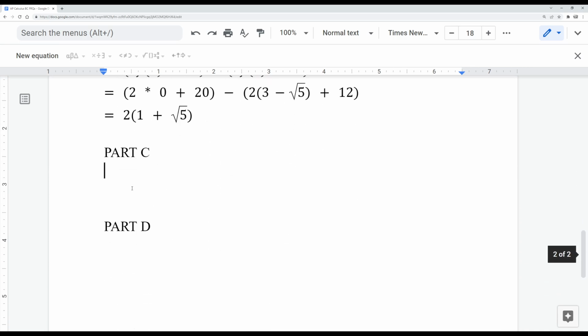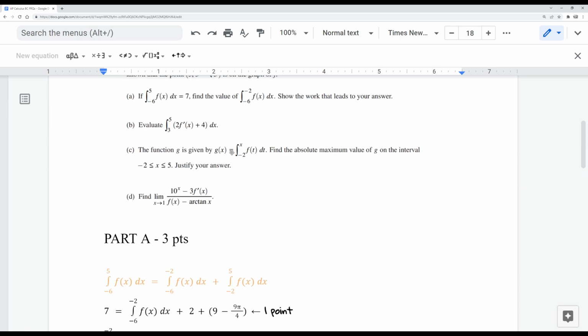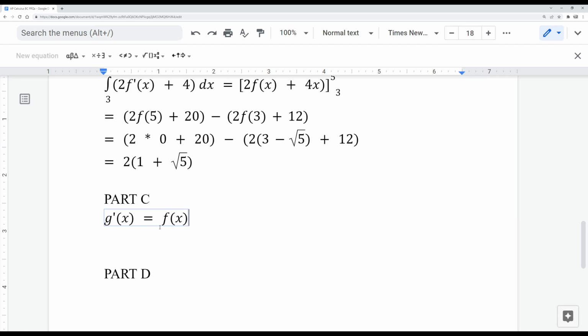Let me say that again, and let me write that down. Right here, g prime of x equals f of x. Boom, you must know that. You must know that from the integral right here, because if you take the derivative of this integral, you will get f of x. Taking the derivative on both sides, you get f of x on the right because you cancel the integral, and g prime of x on the left because you take the derivative of g. So please know this, okay?